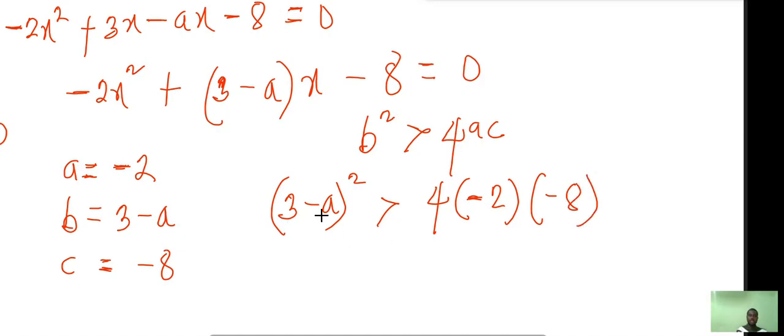So I need to expand this. I can write it twice and do the normal expansion. I can say 3 squared, that's 9. 2 times negative a times 3, 2 times 3 is 6 times negative a, that's minus 6a. I'm just trying to do it in a fast way. Negative a, I'm going to square it, that's plus a squared. Greater than negative, negative, positive, 4 times 2 is 8, 8 times 8 is 64. Okay.